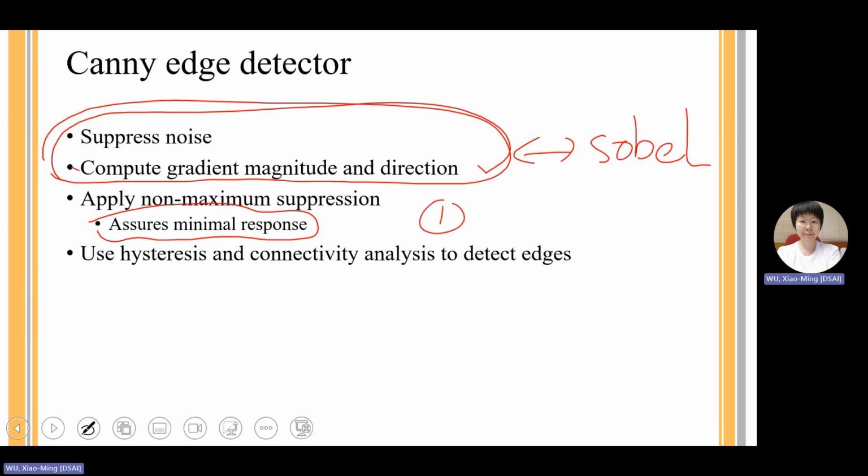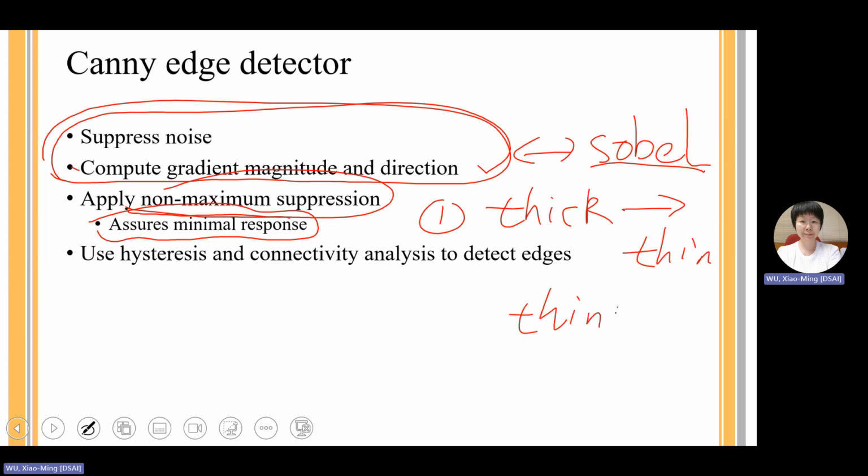Well, that's the first innovation, called non-maximum suppression. Because the Sobel operator, as we explained before, can trigger multiple responses. It leads to thick edges. So non-maximum suppression is to make those thick edges become thin edges, a process called thinning.